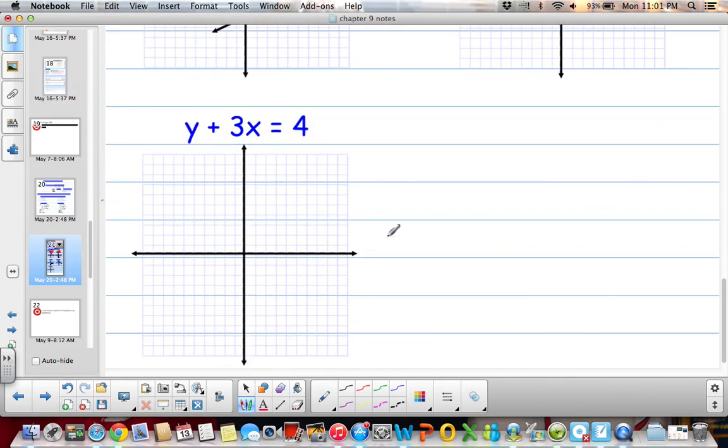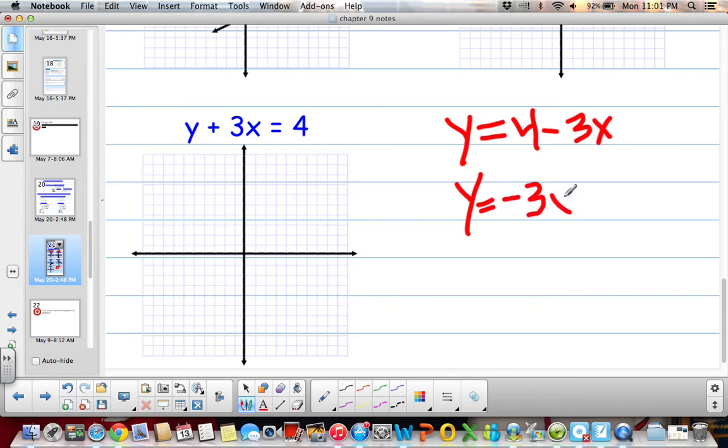y plus 3x equals 4. Okay, so we need to get y alone. So we're going to subtract 3x on both sides. So we end up with y equals 4 minus 3x. We're going to switch it around. Y equals negative 3x plus 4.